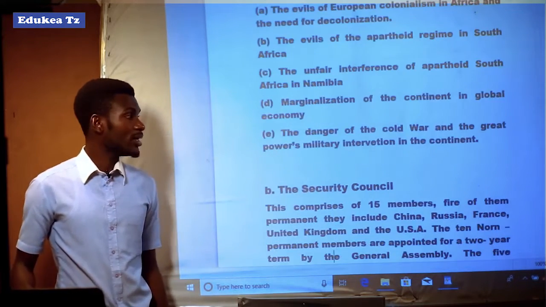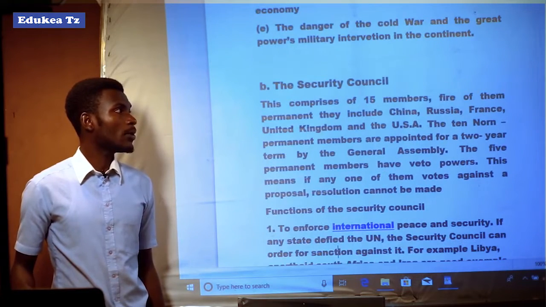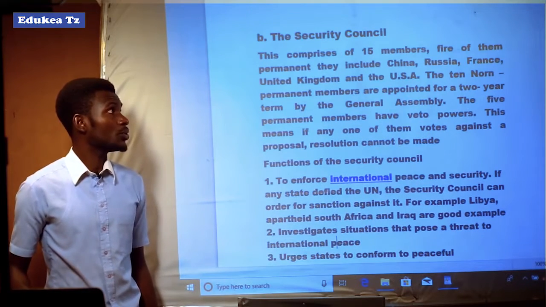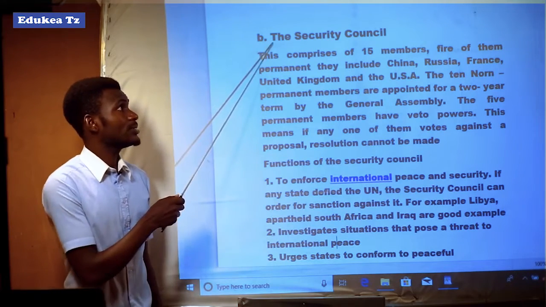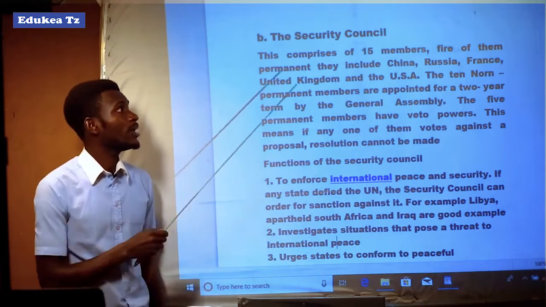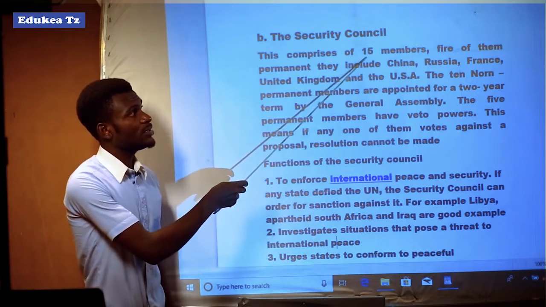So this was organ number 1 of the UN, which is the General Assembly. The second one is the Security Council. This comprises 15 members.